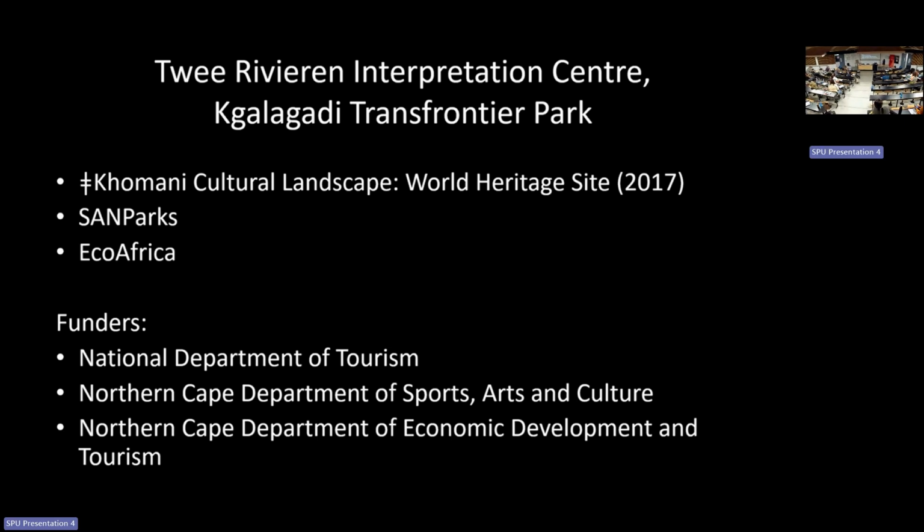So the community were involved to an extent on this. The Interpretation Centre was something the community had wanted for a long time, not necessarily in the park, but they'd always been asking about it, and we'd talked to various people about setting one up, but it just never happened until after the World Heritage Site was proclaimed. SANParks appointed Eco Africa as the consultants. They had also been the consultants involved in preparing the dossier for the World Heritage Site, so they were already known to some of the community members.